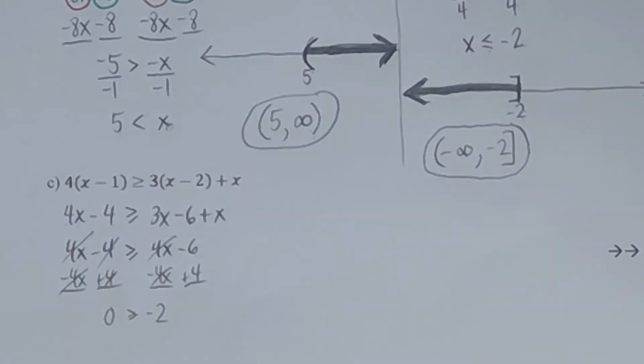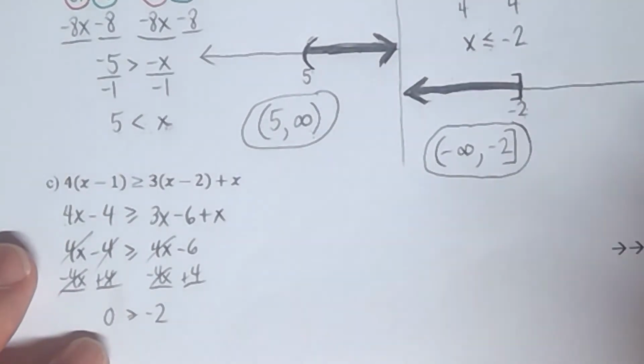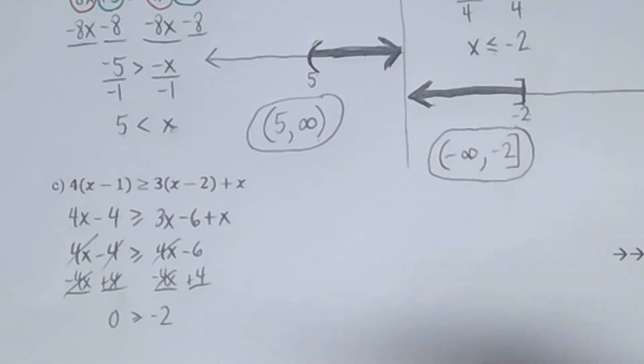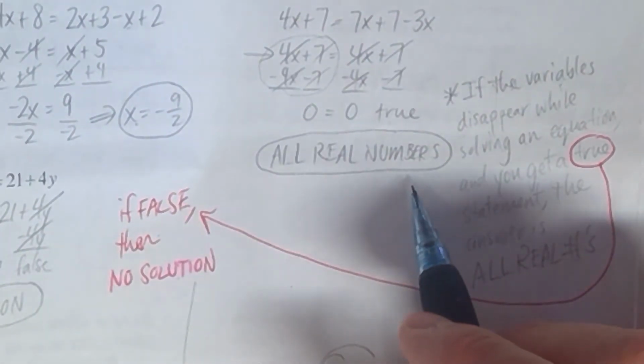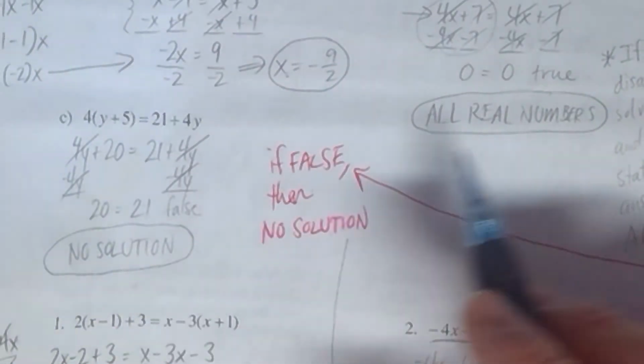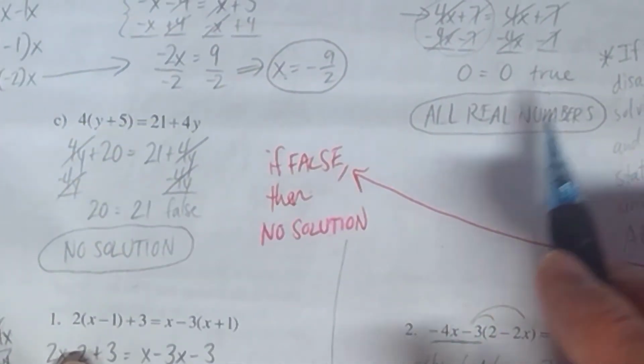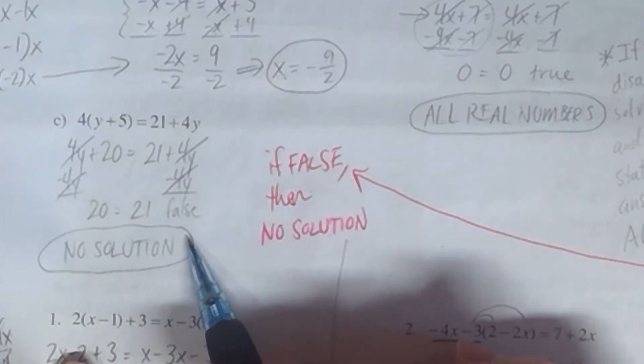Okay. Now, what happens when variables disappear? Usually, what does that mean? It means it's either going to be no solution, or, since this is a one variable problem, we learned back in the very first section that when it's a one variable equation, we say all real numbers. So it's either going to be no solution or it's going to be all real numbers. What determines that? It's whether or not it's true or false.